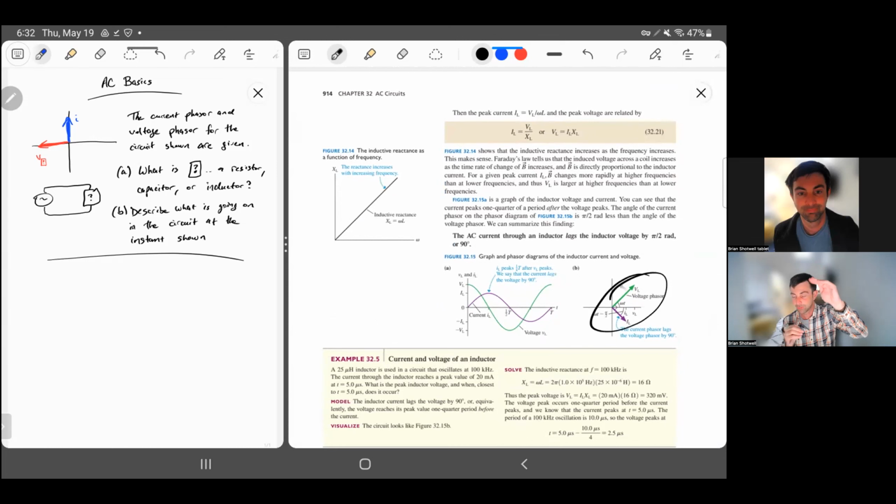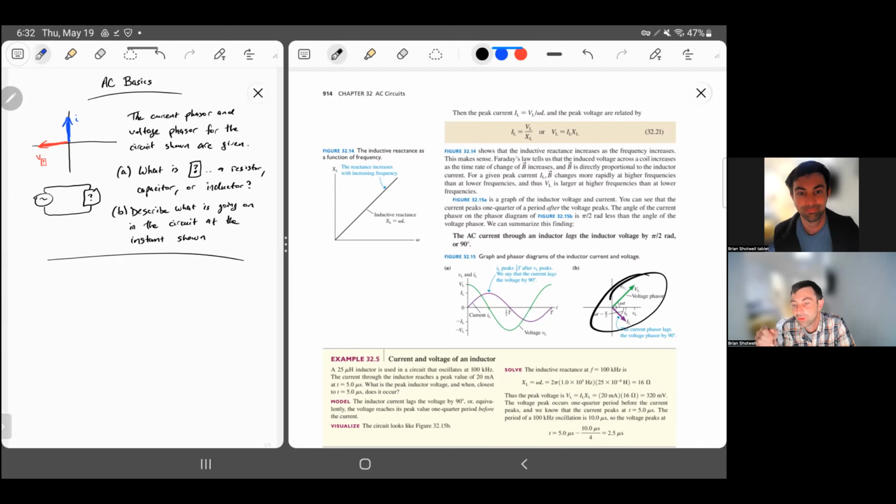It has a back EMF. It really doesn't want to drive current, but eventually it relents and it allows current to go through it. It can't prevent it forever. But the voltage comes first. That's the cause. The voltage happens first, and then eventually you can get current to go through the inductor.